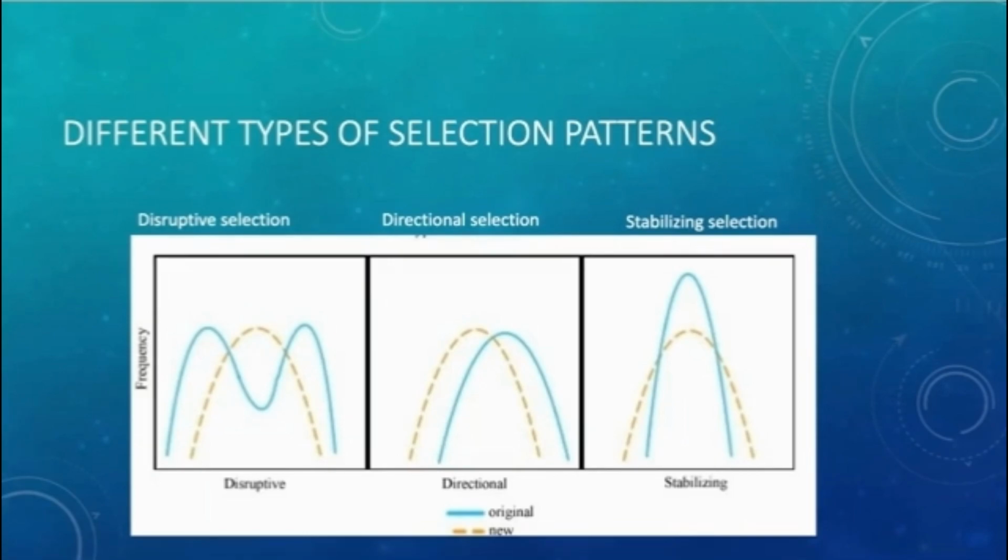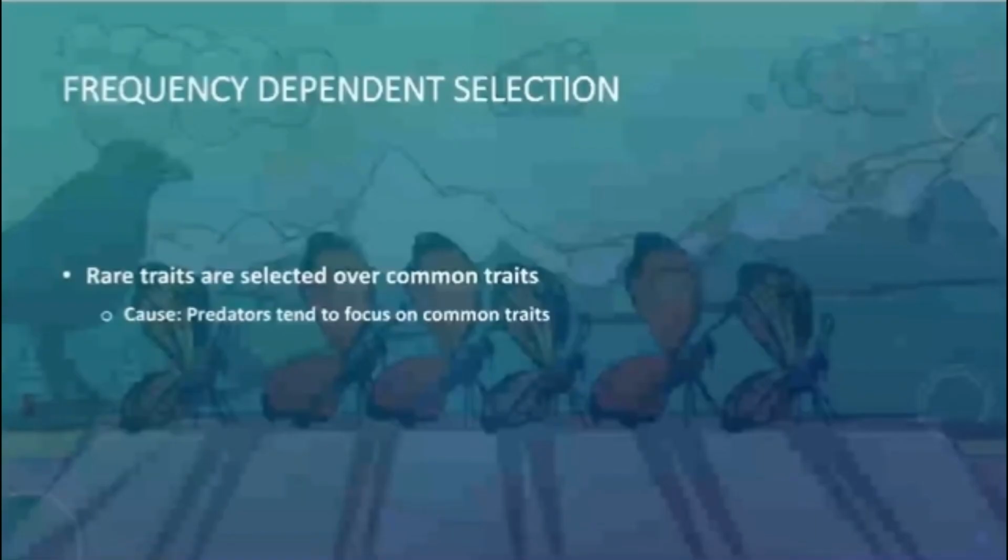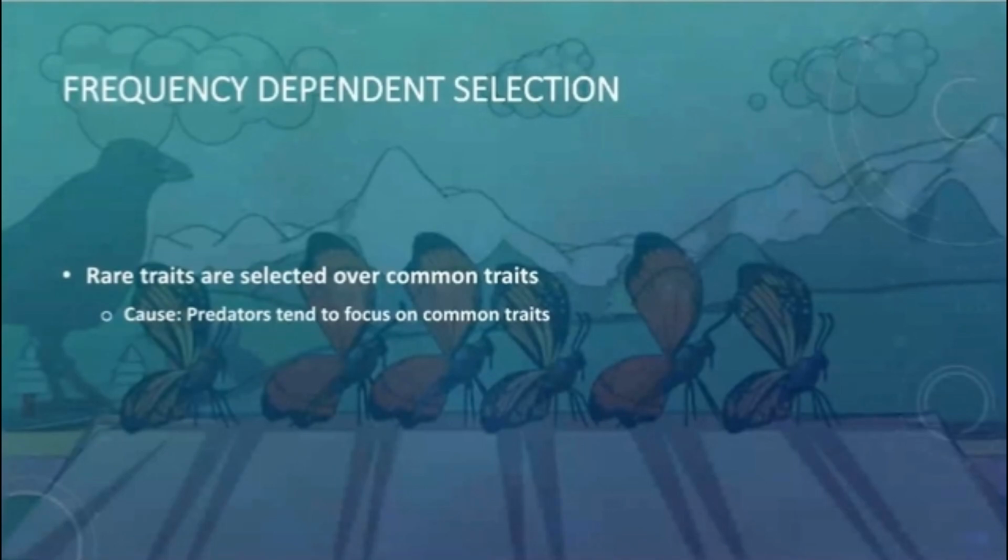This stabilizes the distribution of traits within the population, maintaining genetic diversity while reducing the prevalence of extreme phenotypes. We have frequency dependent selection, which is where rare traits eventually become common, and this is because rare traits are selected for over common traits. The cause of this is typically that predators tend to focus on more common traits. An example of this we can see in this background right here.